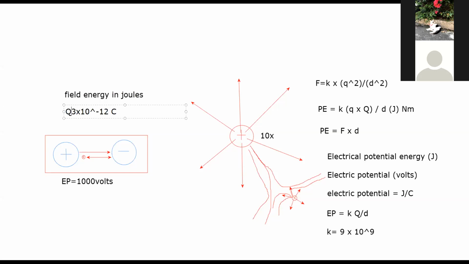Oh wait, we're looking for the joules. Yeah. So very simply, what you're going to be looking at is volts equals 1 joule per coulomb. That's what they're looking for in the textbook.